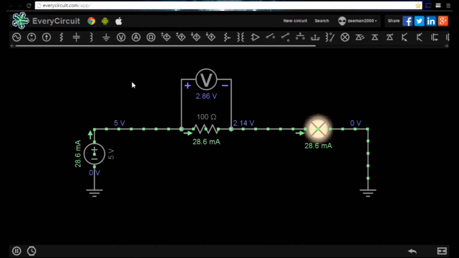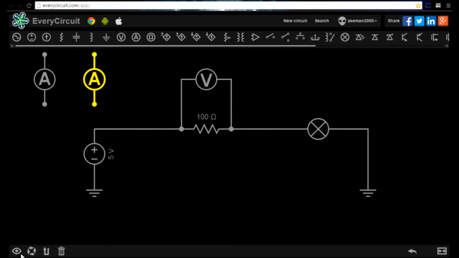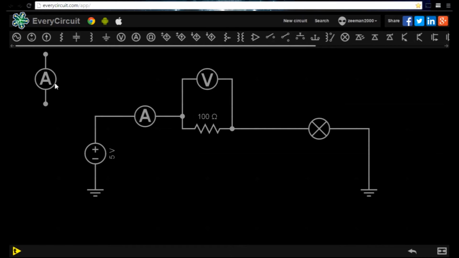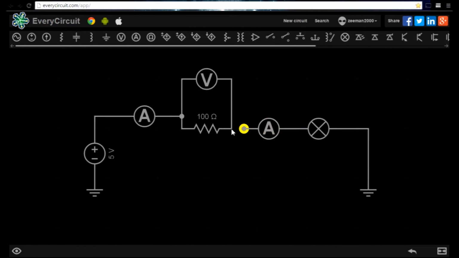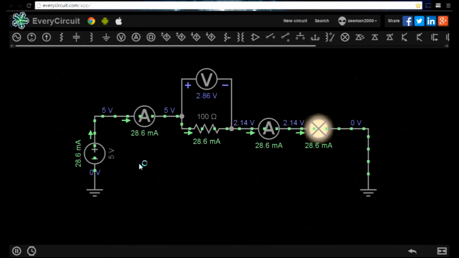Let's use the ampermeter to check the current flowing on the circuit before and after the resistor. To do this, we will click the ampermeter icon twice, so we can place 2 of them into the workspace. As with a real-life ampermeter, we need to place it in line with the components so we can make the reading. With 2 ampermeters in place, we play the simulation to see the results. As we can see, there is 28.6 milliamps of current flowing before and after the resistor.